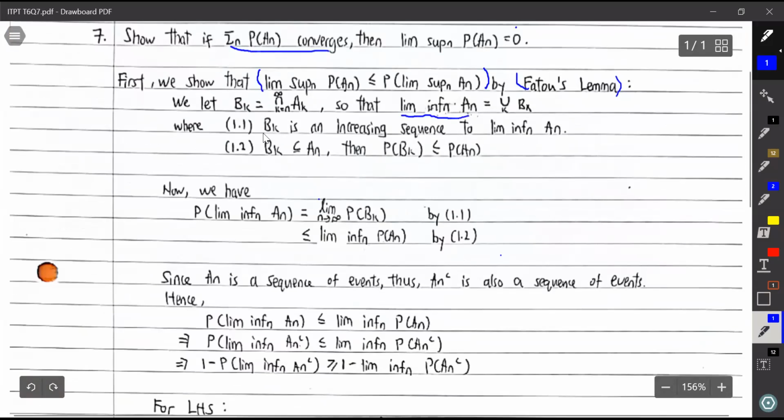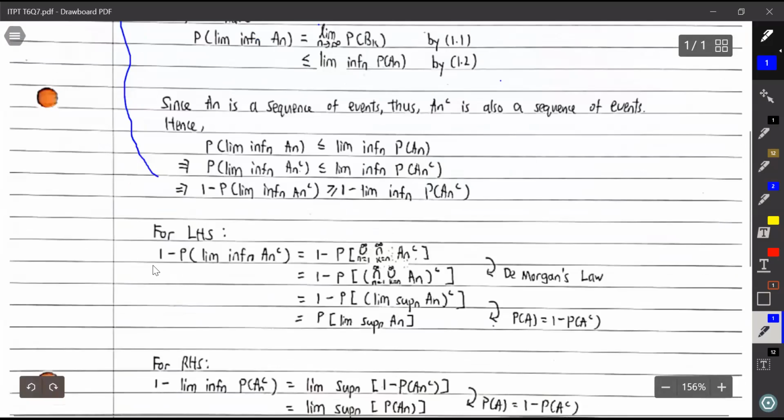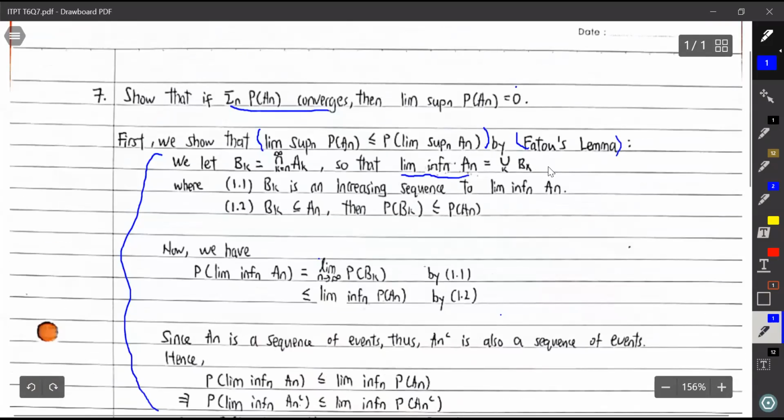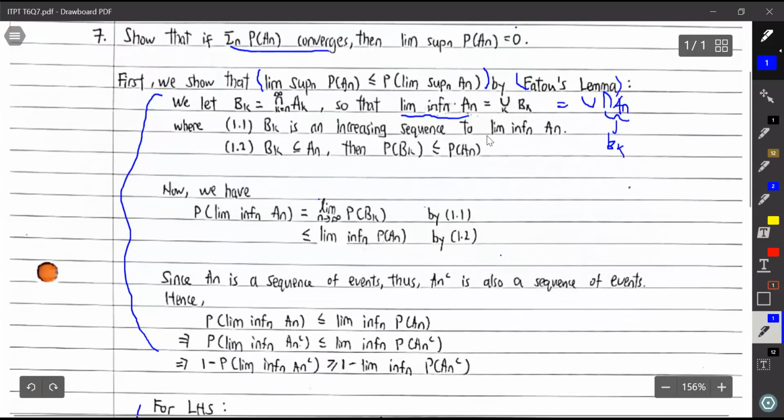So for the first, Fatou's lemma actually can be separated into 2 stages. This is the first stage, and this is the second stage. For the first stage, we know that lim inf An is equal to something like this. And then we put this into Bk, which is what I'm doing here. We know that Bk is an increasing sequence to lim inf An. And because Bk is a subset of An, the probability of Bk will be smaller than the probability of An, or we say that P(Bk) is smaller than the infimum of P(An).